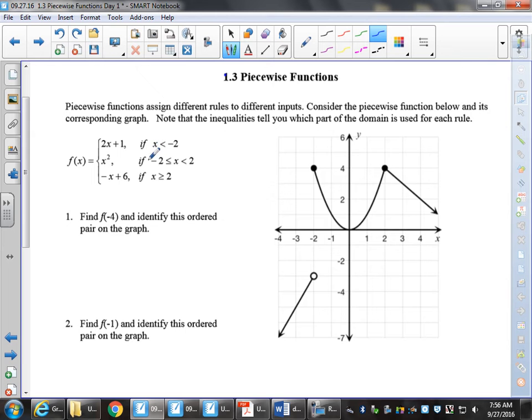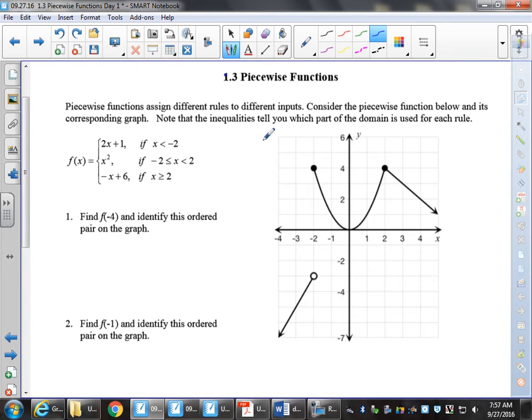Yes, we technically could read this from the left. How would I read this from the middle? X is greater than or equal to -2 and less than 2. Or you could see X is between these two values. And then what rule applies to -x plus 6? Yes, so that's what we mean by rules.